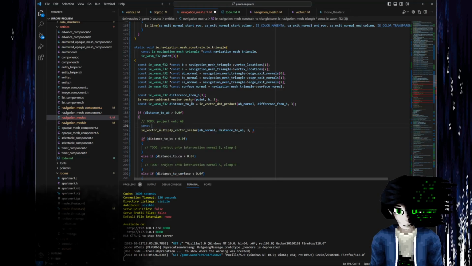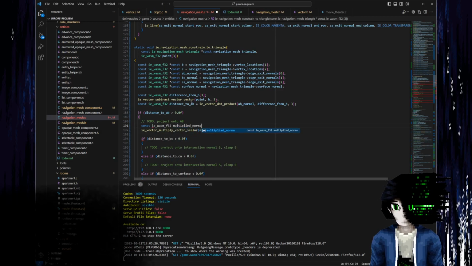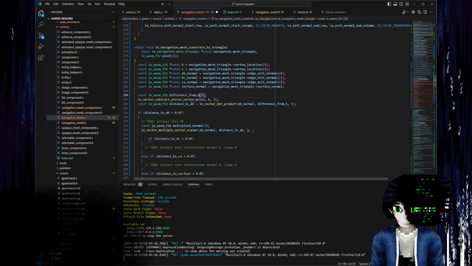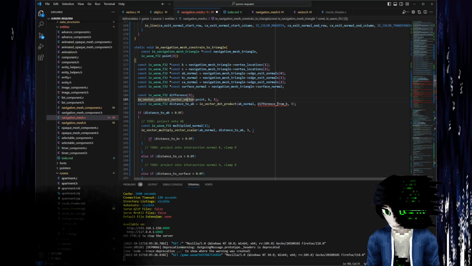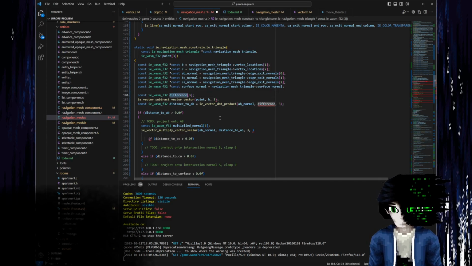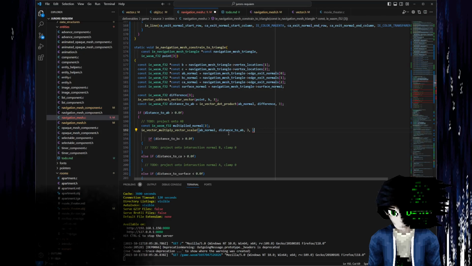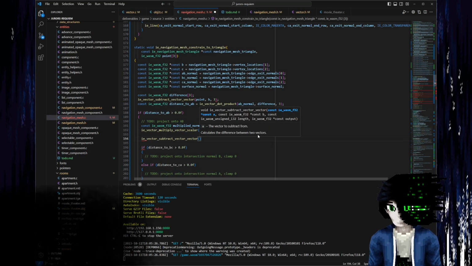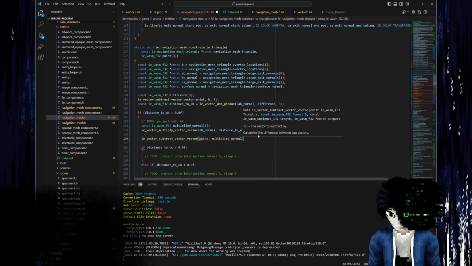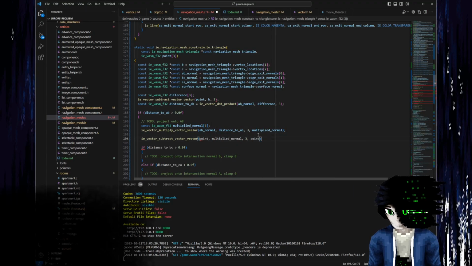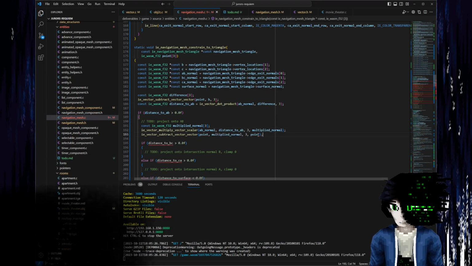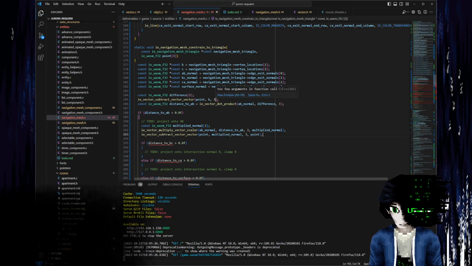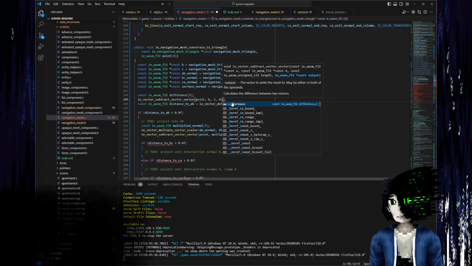We're going to have a multiplied normal here. I'm just going to make a difference variable, as we're not going to reuse this once we've used it once. Then from the point, we subtract the multiplied normal, which should give us a point on that plane. Oh wait, this is complaining about something. What's it talking about? Oh, I haven't written an output.